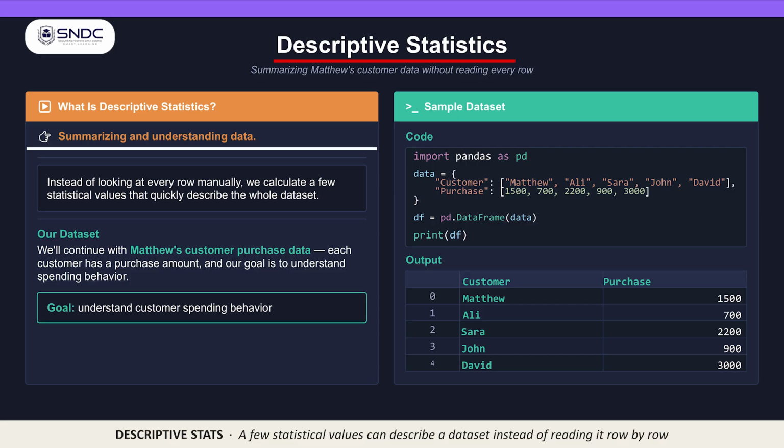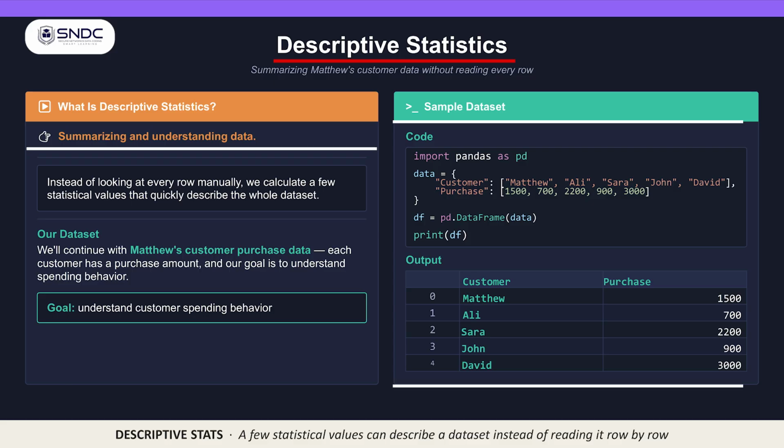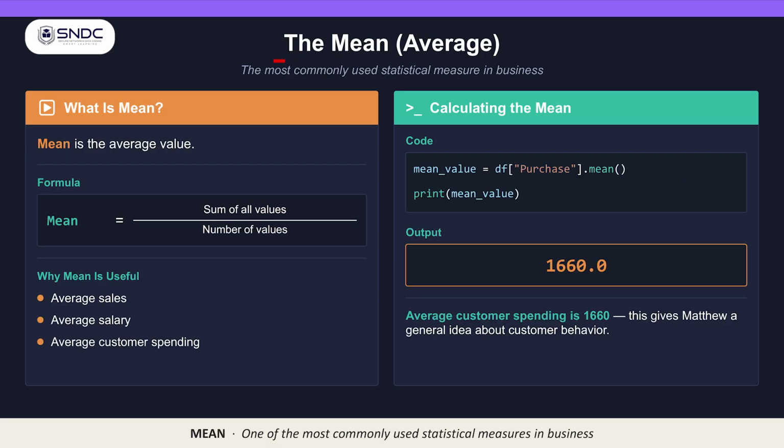Instead of manually looking through hundreds or thousands of rows, we calculate a few statistical values that quickly describe the data. We'll continue using our customer purchase dataset from Matthew's business. Each customer has a purchase amount, and our goal is to understand spending behavior. The first measure is the mean, also known as the average. To calculate it, we add all purchase amounts together and divide by the total number of customers. Using pandas, this is as simple as calling the mean function.